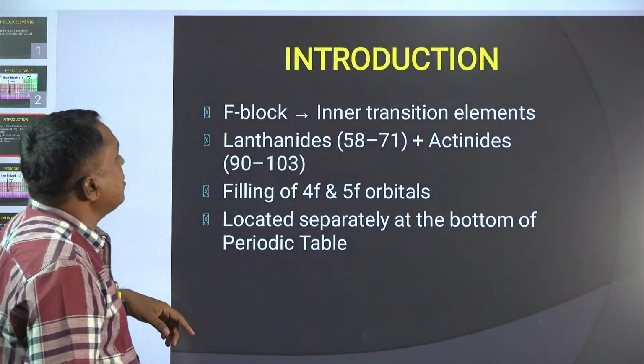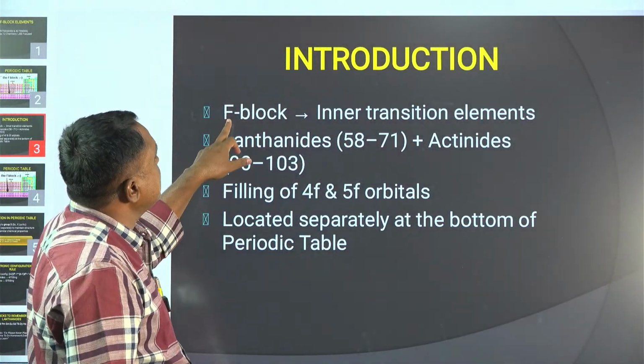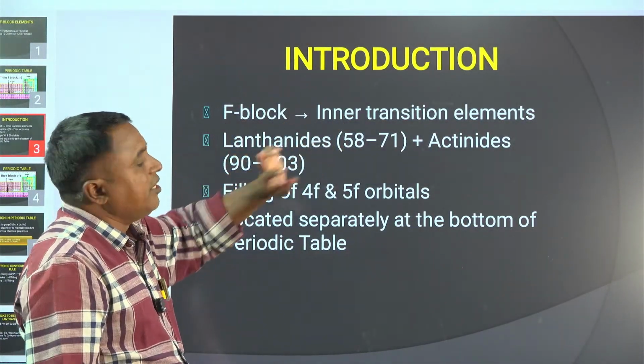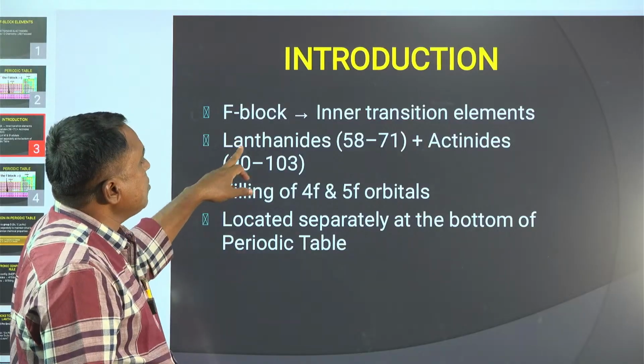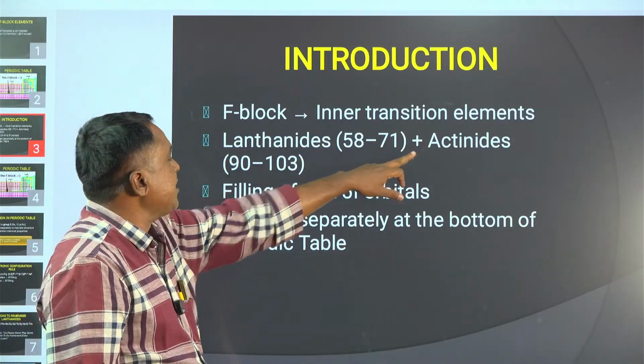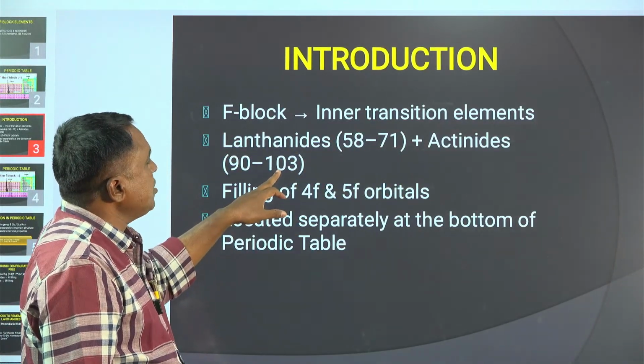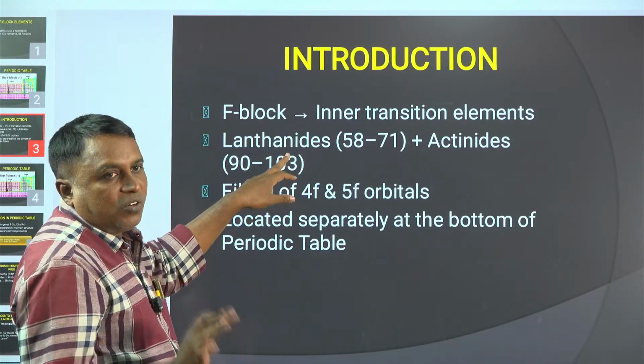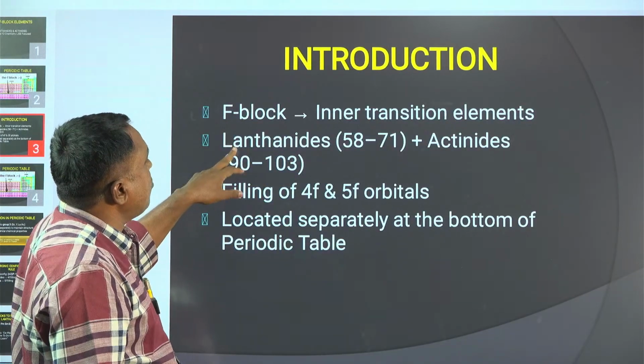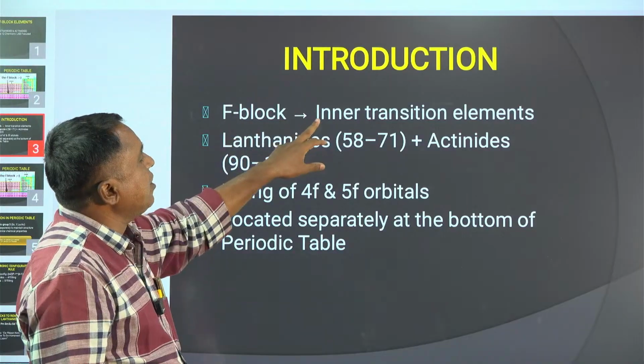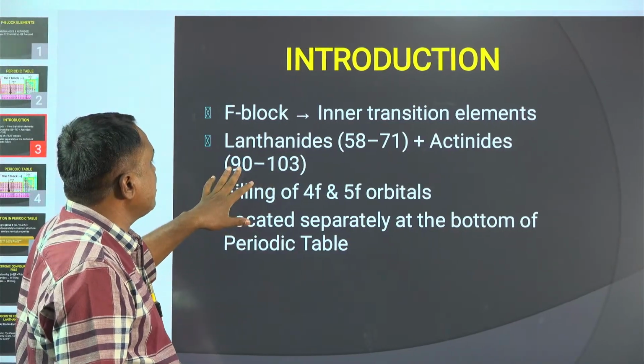So this is the briefing of F-block elements. F-block elements are inner transition elements. So lanthanides 58 to 71 plus actinides 90 to 103, totally 28 elements, are collectively called F-block or inner transition series elements.